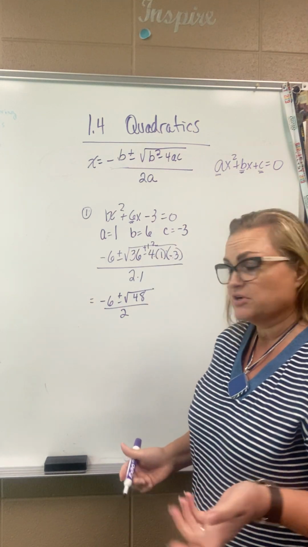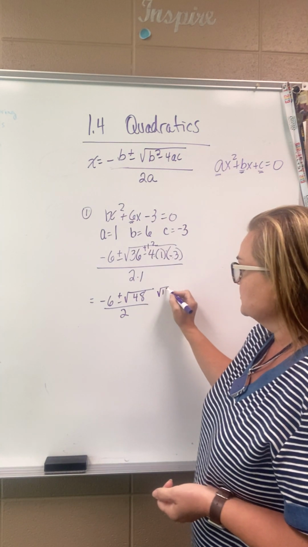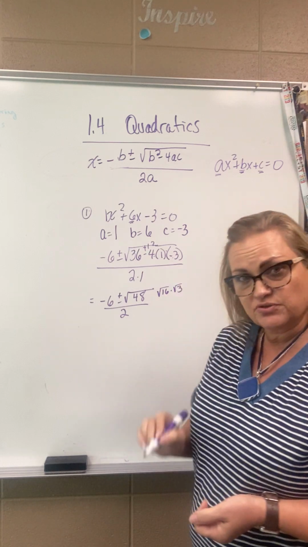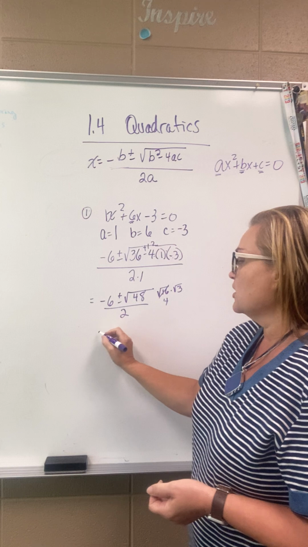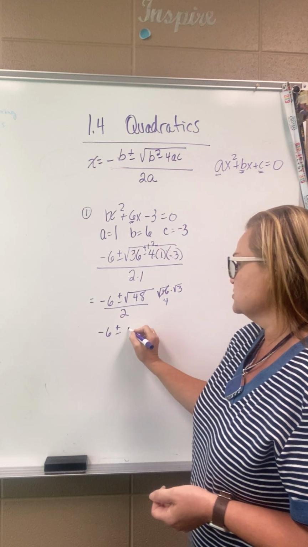Then we always want to reduce our radical. 48 can be reduced to 16 times 3. The square root of 16 then comes out as a 4. So we always reduce our radicals as much as possible.